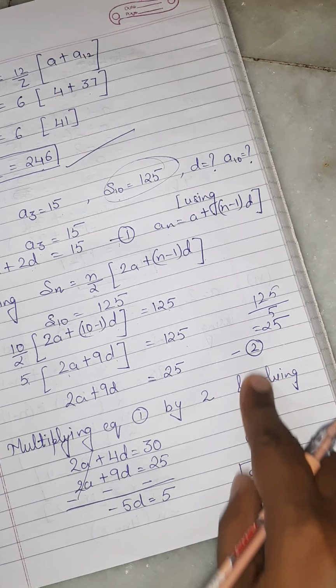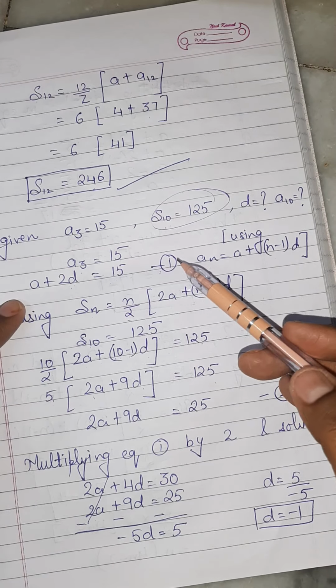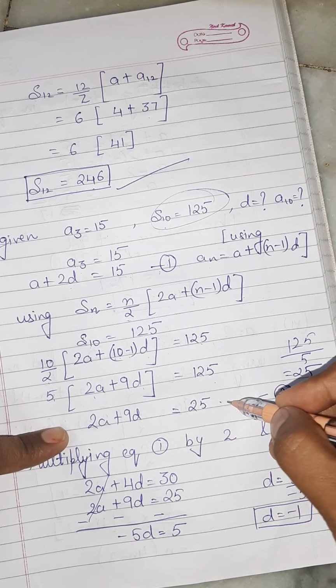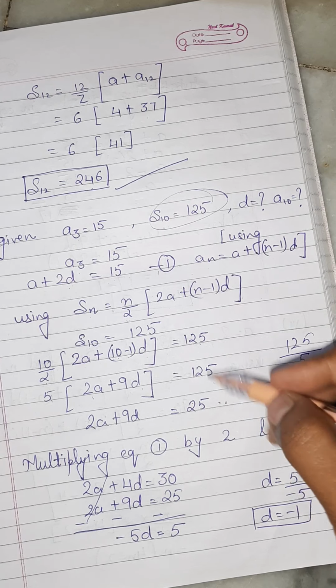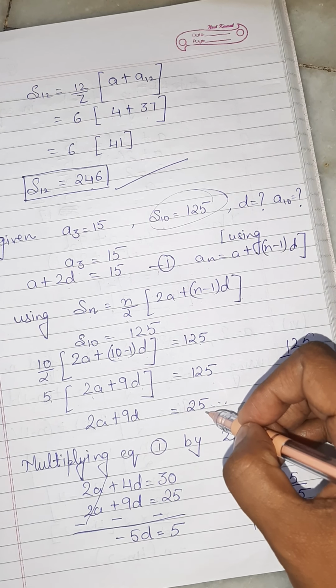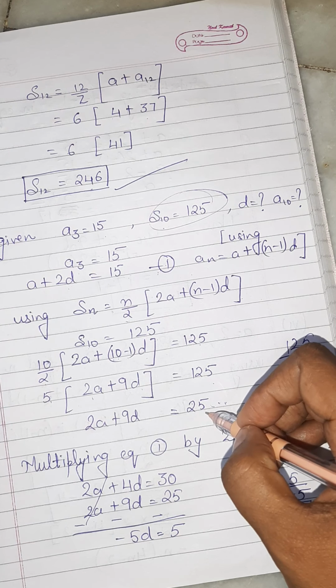Correct? And now I think you can make it very clear. a plus 2d, this was the first equation. 2a plus 9d is 25. This is the second equation. How to solve these equations? By elimination method. We have done this in the previous exercise also.